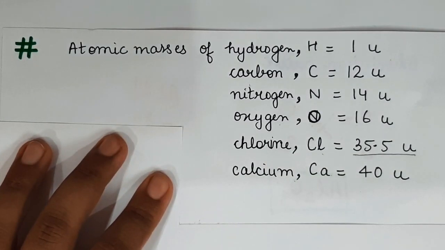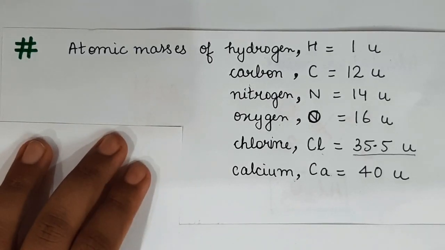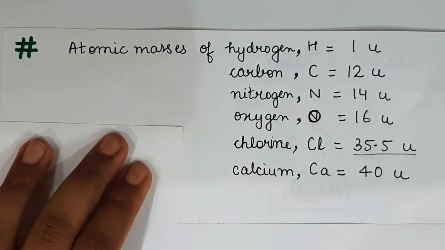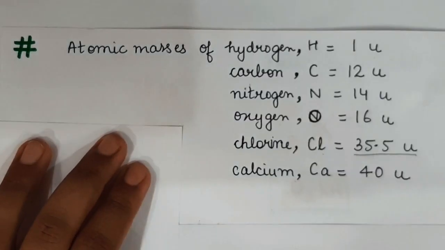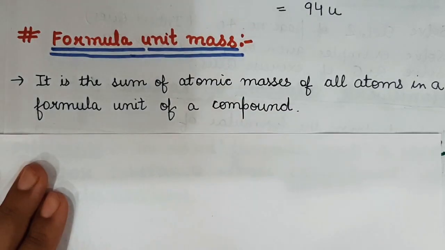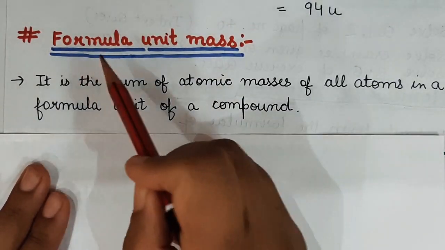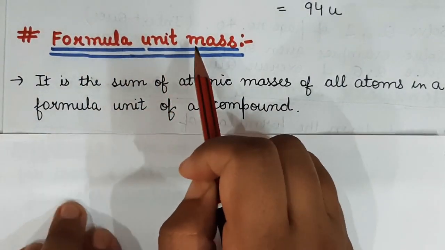So these are the general elements whose atomic masses you should know. Only after that you can attempt the questions. And for the other elements, the atomic masses will be provided to you in the question itself. Okay. So now I hope the molecular mass concept is clear. Now moving ahead to our next topic. Your next topic is formula unit mass.